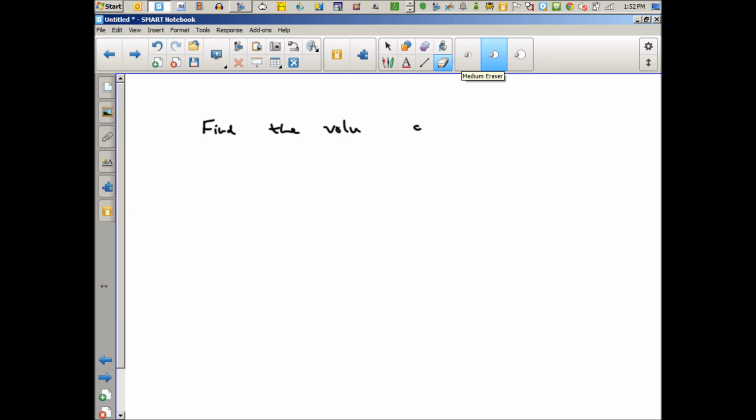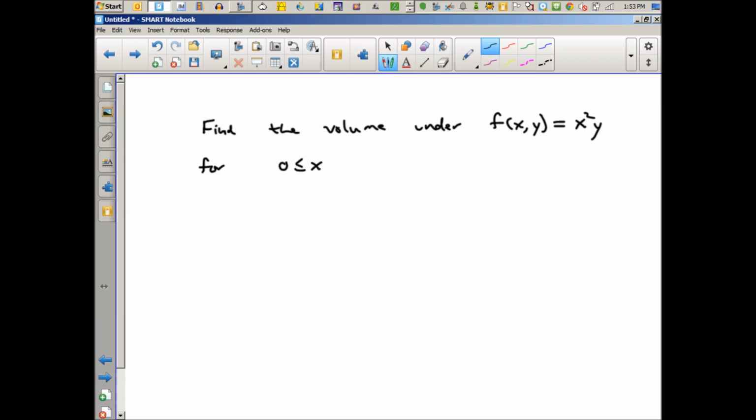Find the volume under f(x,y) = x squared y for 0 ≤ x ≤ 4 and 0 ≤ y ≤ 4.